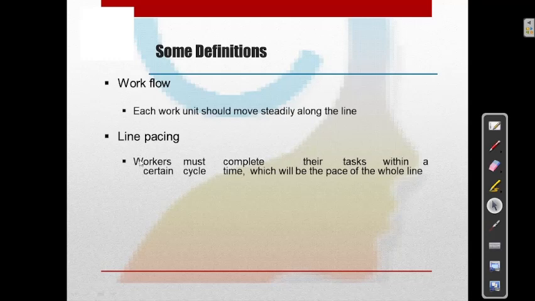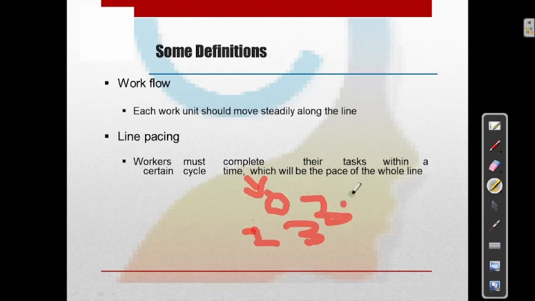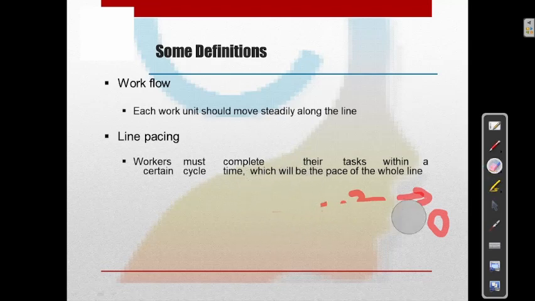Then line pacing. The workers must complete their task within a certain cycle time, which will be the pace of the whole line. In a particular workstation, if the workstation is doing some work, it will have some time, for example 2 minutes or 3 minutes. If it takes 3.2 minutes, it will overlap that time and affect the other stations, because there it will be empty. So line pacing is also very important in workstations.